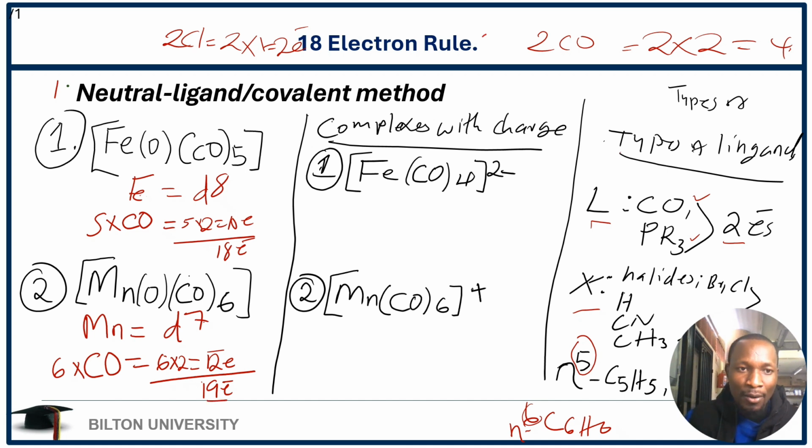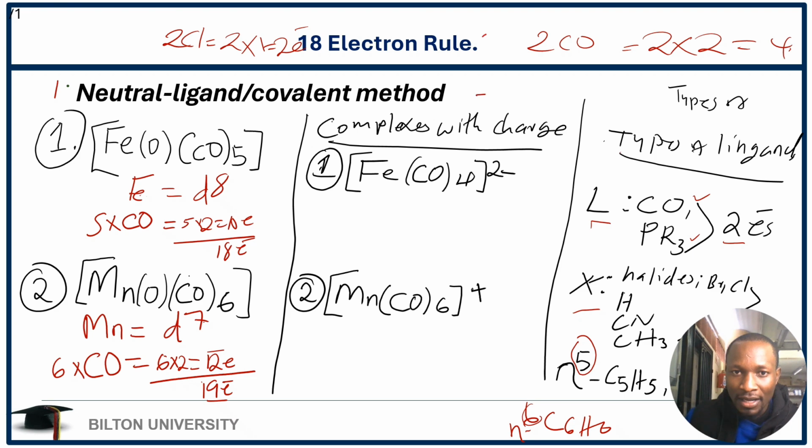So no matter how many ligands you have, let's say you can have the phosphine, you can have the X type, you need to account for each and every one of them and add the sum of the total electrons. In the second category, we are going to look at the complexes with a charge. Sometimes we find that the overall complex has a charge, and there are two things that we can do.